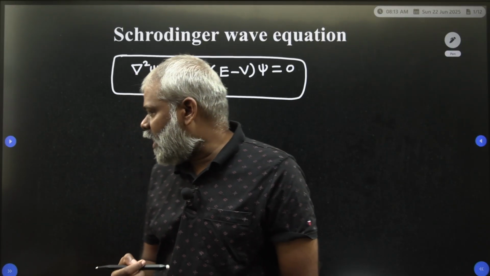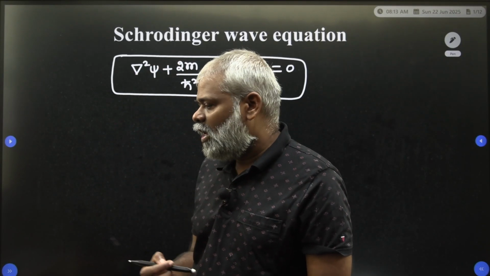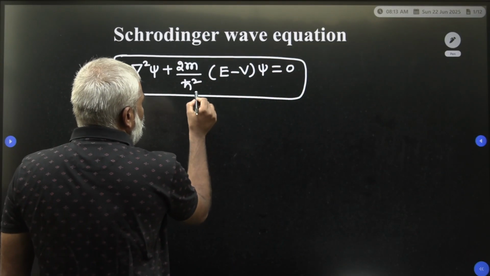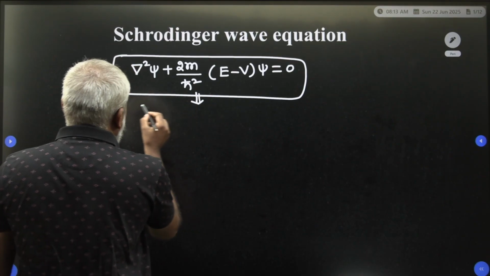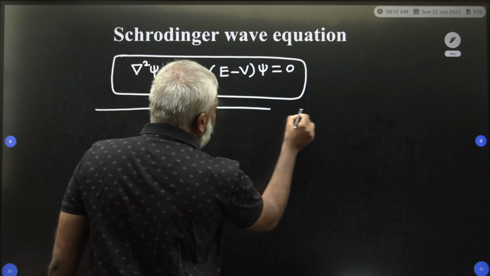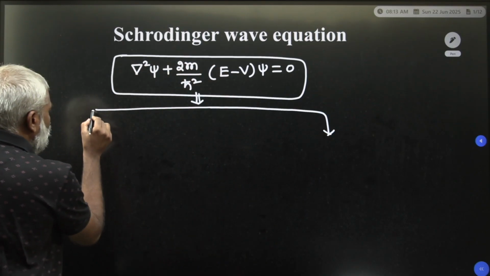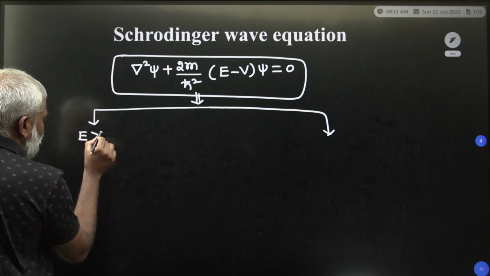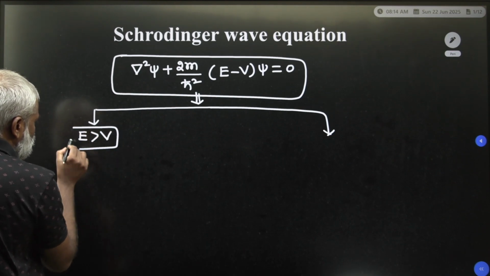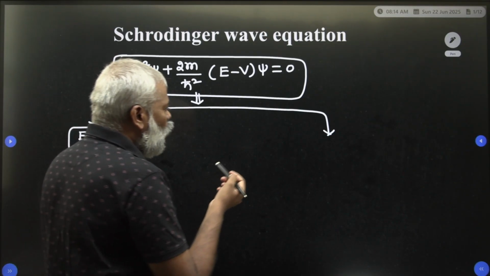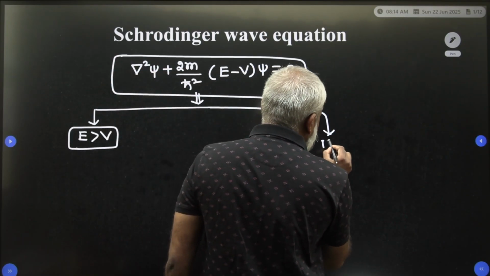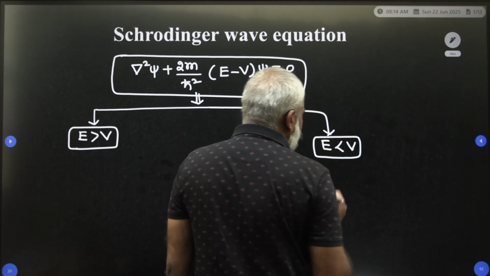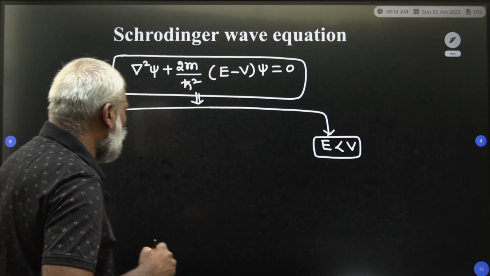If you know the Schrodinger time independent wave equation, we are going to divide it into two varieties of systems. In the first system, the total energy E is greater than V. In the second, we consider E is less than V. So E greater than V and E less than V, both we have to take.